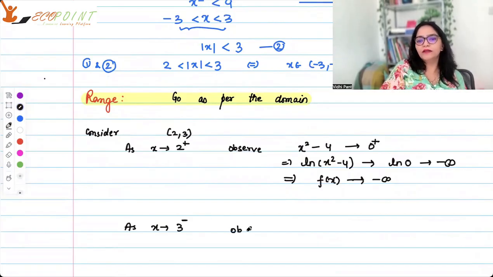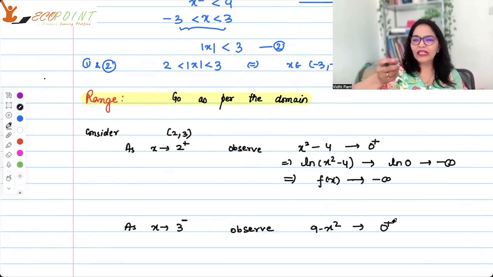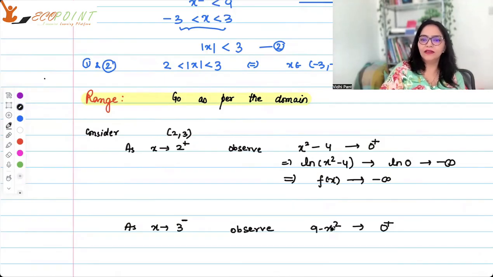Now, x as 3, I can relate to the denominator, that is 9 minus x square. Observe that 9 minus x square will be tending towards again 0 plus, because x square will be a little less than 9, right? Around 3 from the negative side, it will be a little less than 9. So it will be 9 minus almost 9, so 0 plus.